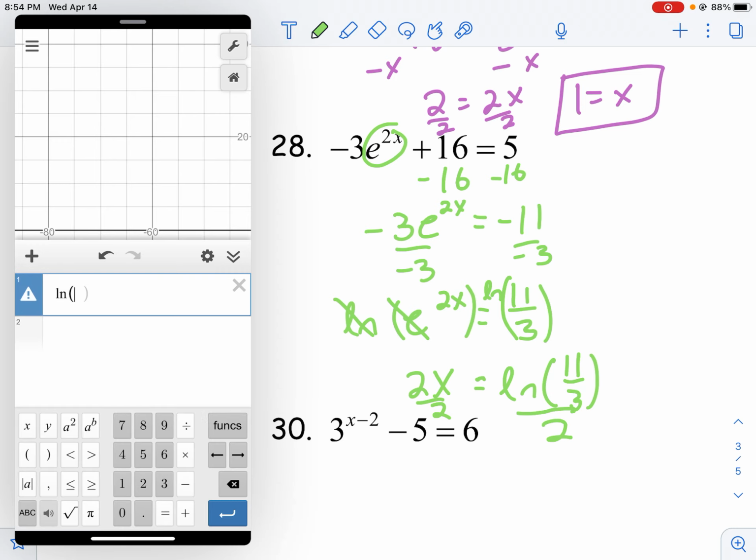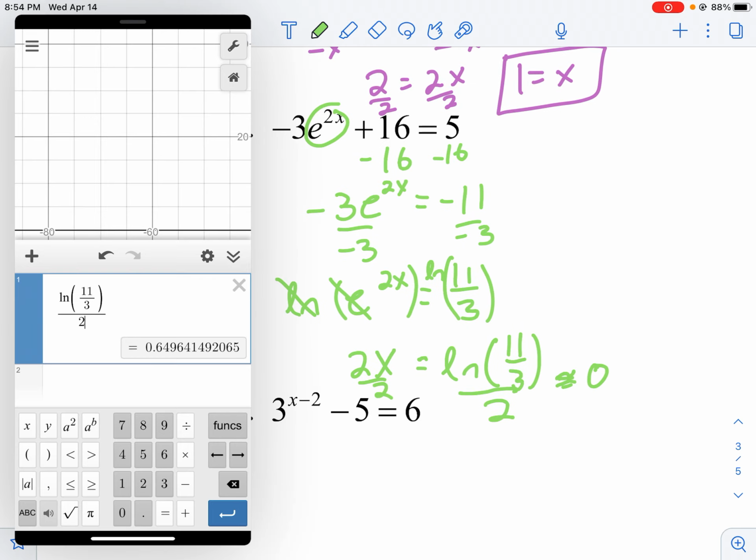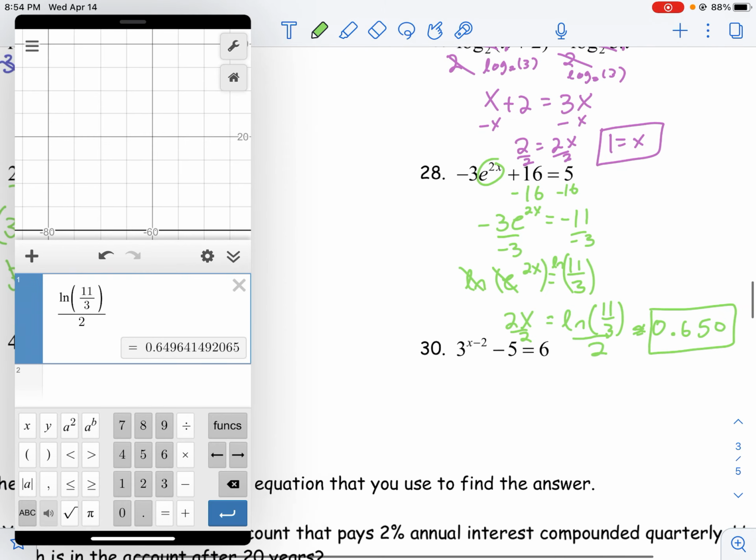So if we did natural log of 11 divided by 3, close that parenthesis here, and then divide that by 2, that's going to give us approximately 0.650, I guess, when you round that up.